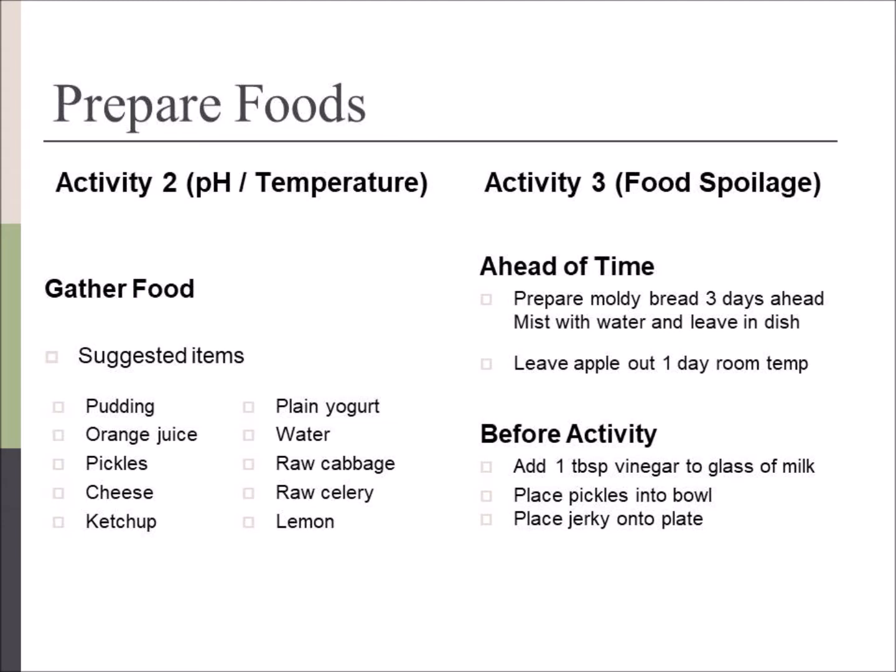lemon. For the third activity, the food spoilage activity, you want to prepare moldy bread 3 days ahead of time, if possible, by misting the bread with water and leaving it in a dish, and then leave out an apple 1 day ahead of time at room temperature. Before the activity, you want to add 1 tablespoon of vinegar to a glass of milk, place some pickles into a bowl, and place some beef jerky onto a plate.